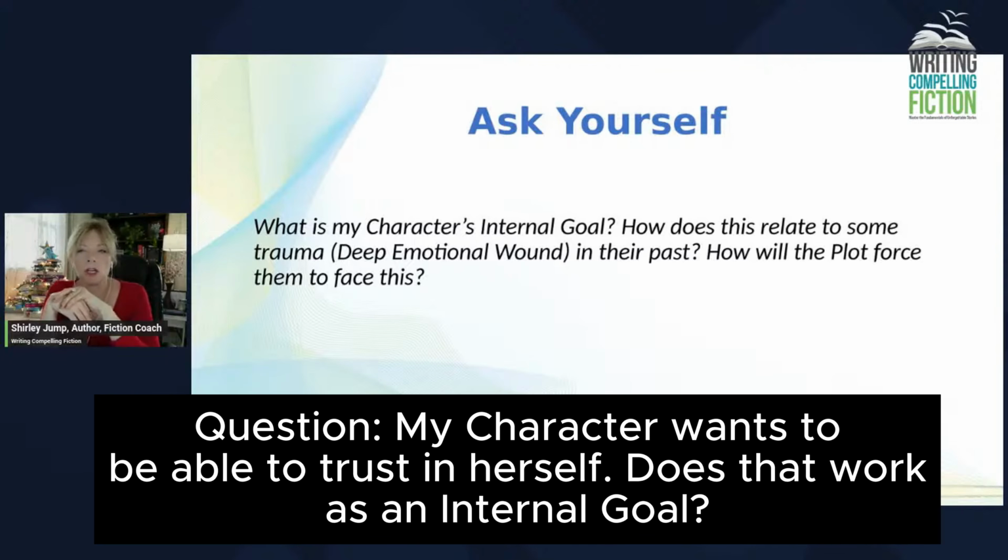Lainey wants to be able to believe and trust in herself. In order to have that as an internal goal, she has to have screwed up a lot of things in her life. And maybe she trusts other people too much, or maybe she just doesn't act fast enough. Whatever causes her to have screwed up these other things, you definitely need to have that.